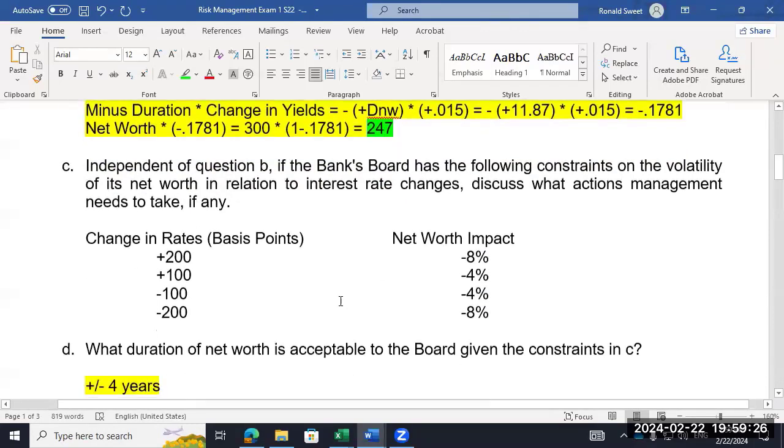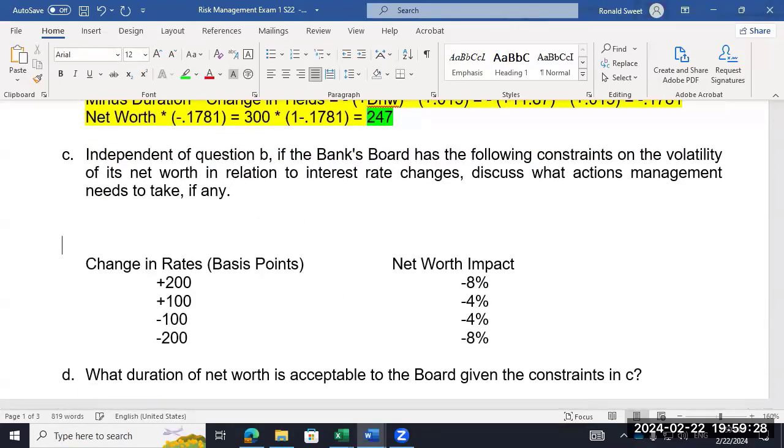All right. So they're out of compliance, right? Because the board says it could be 4 years or -4 years, and they're at 11 years, so they're way over. So what can they do?